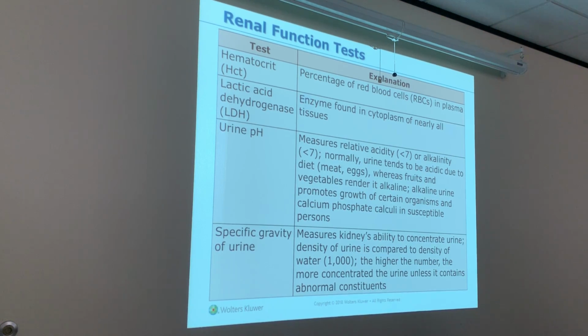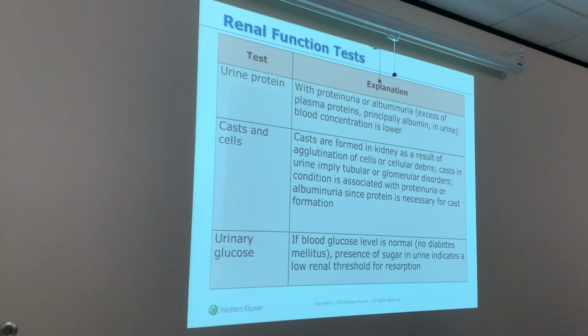Lactic acid, that's found in all of your tissues. Your urine pH and your specific gravity. What they can do is put your urine in a centrifuge, and the debris will go toward the base of the container, the tube.